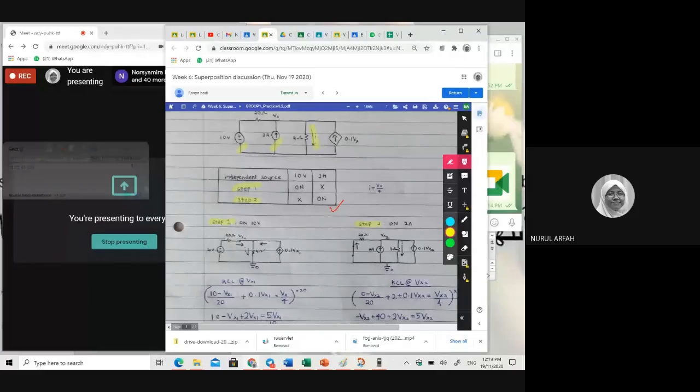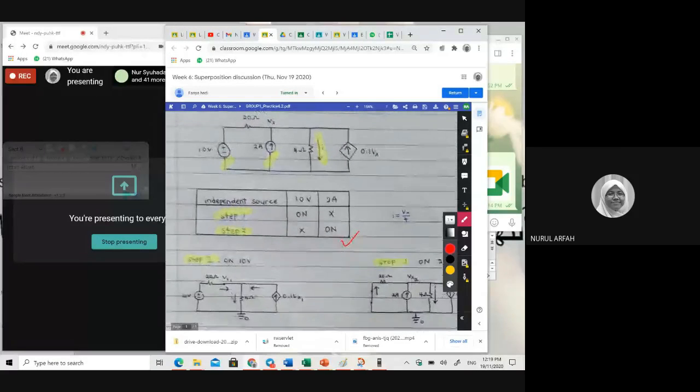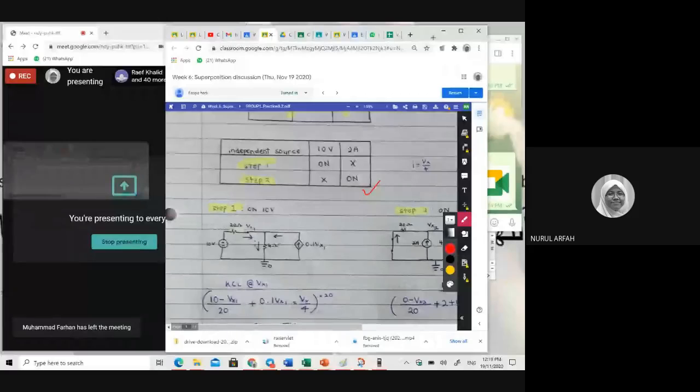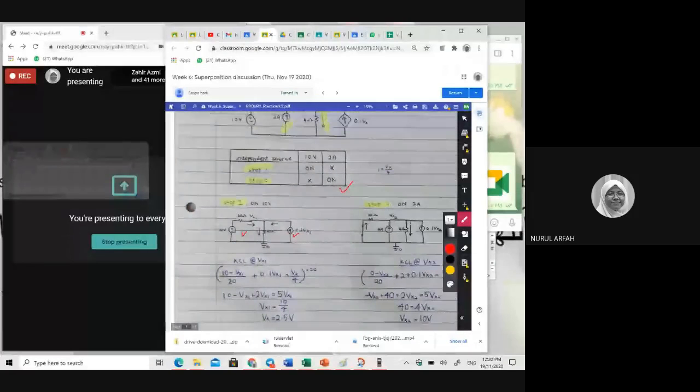For both steps, you need to have both figures. Make sure you have those 2 figures because each figure will give you marks. All right. If you look at your left side, we turn on the voltage first, this 10 volt. When you turn on the voltage source and turn off the current source, this is open circuit. Yes, this is correct. And the dependent source, please do not touch, put it as it is. Then you should name according to whatever you have, like this one, VX1.